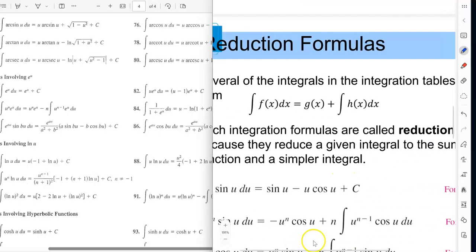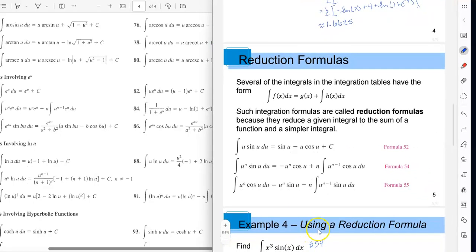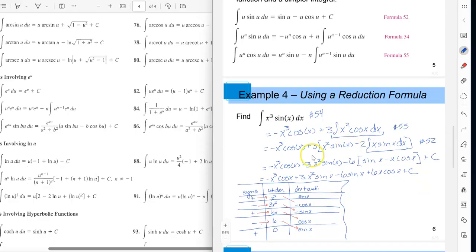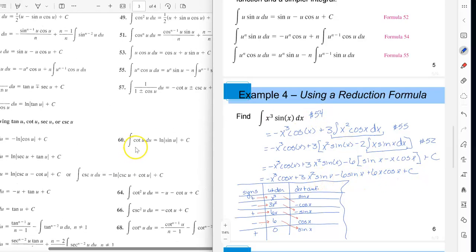Another type of formula we're going to see here is called a reduction formula. With a reduction formula, it's taking our function from u to some power down to something with a lower power. So it's reducing the power on that polynomial piece. So let's look at an example. Let's say we want to integrate x cubed sine of x. Now we could do that using integration by parts, and you're going to get the same answer, but let's use the formula to do that.